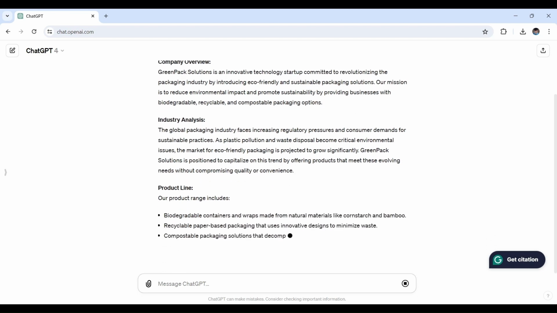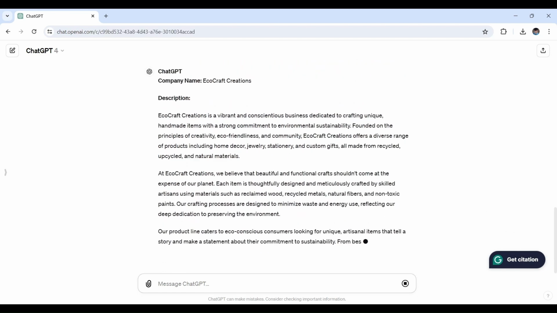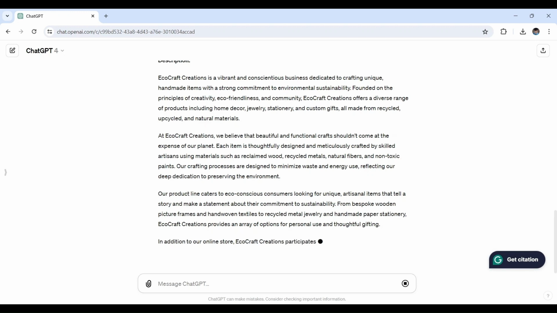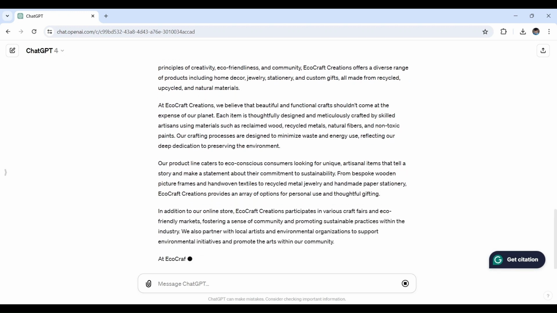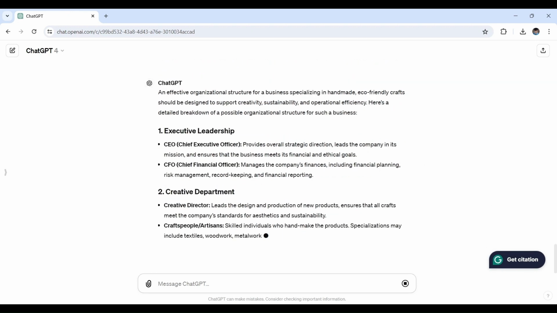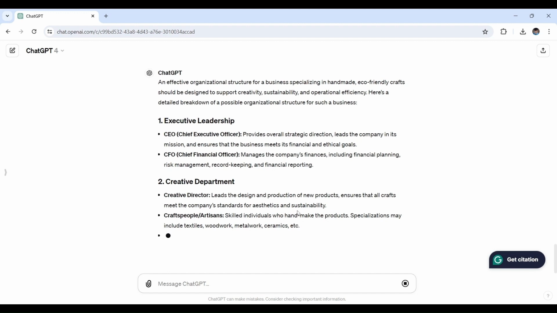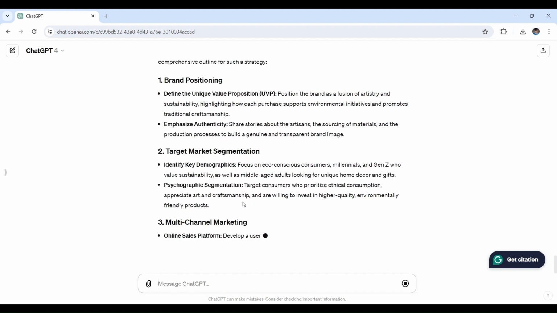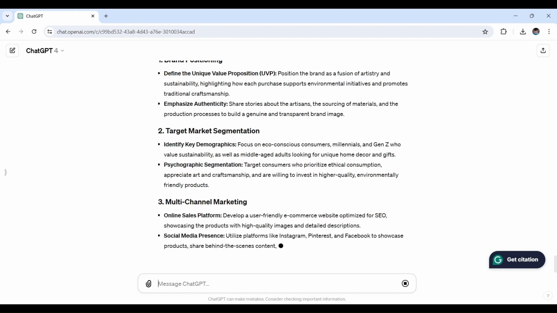Are you thinking about starting your own business, but not sure how to begin crafting your business plan? Well, you're in the right place. Today I'm going to guide you through creating a simple yet effective business plan using ChatGPT. Let's get your startup started.